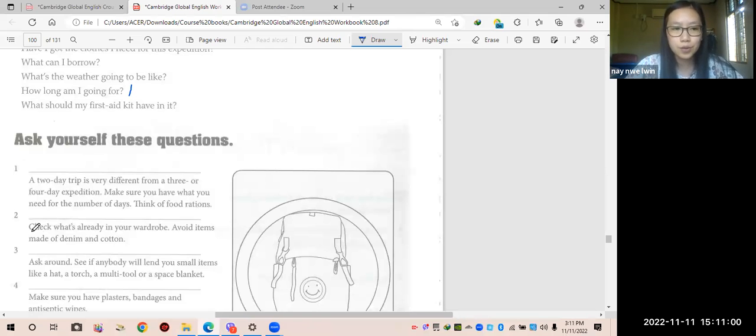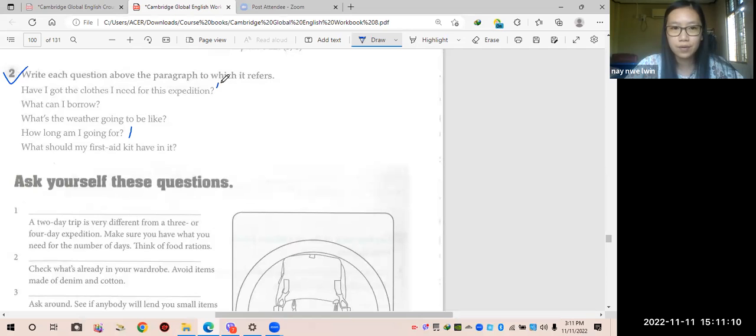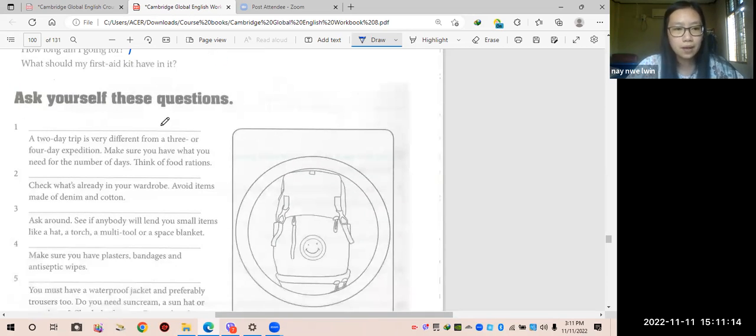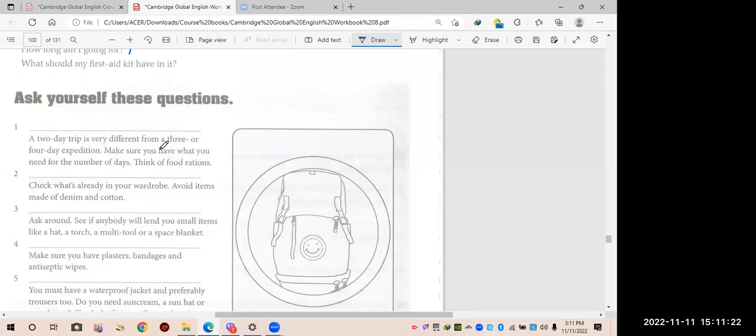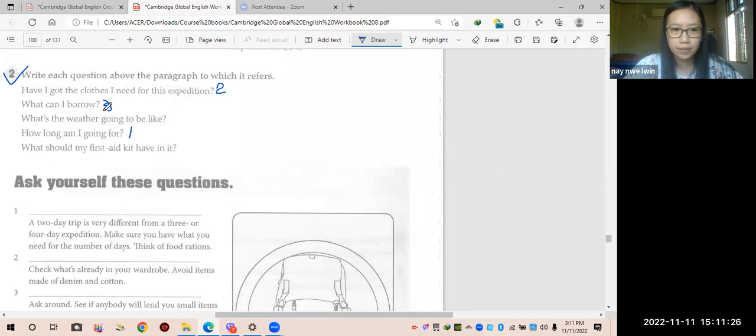And how about number 2? What would be the question for number 2? Have I got the clothes I need for the expedition? Clothing, right? So number 2 paragraph is clothing. So yes, this will be the question for number 2. And how about answer 3? Ask around, see if anybody will lend you small items like a hat, blah blah blah. So what can I borrow? Yes, what can I borrow, right?